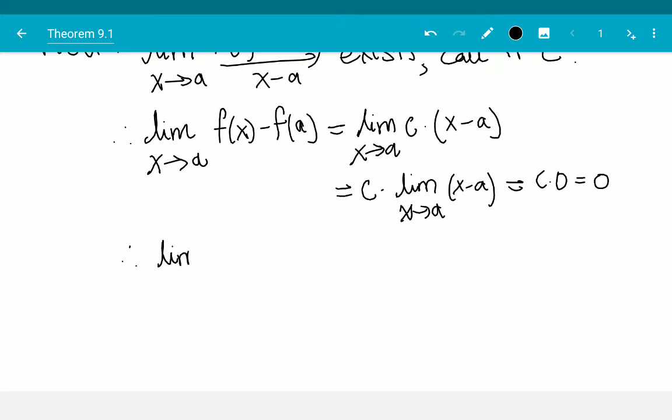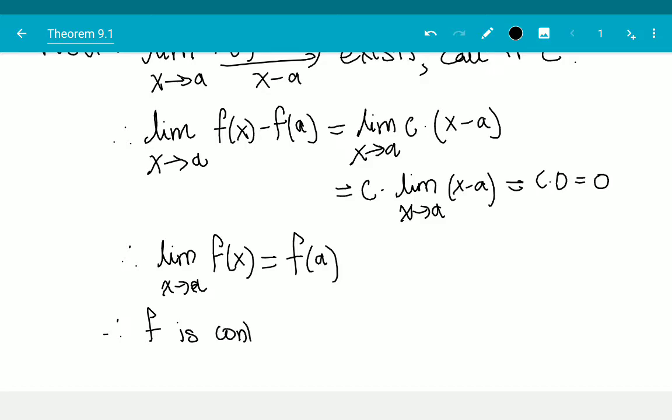Therefore, limit x approaches a f of x is equal to f of a, and that means the limit as x approaches a of f of x exists and is equal to the value f of a. Therefore, f is continuous at a, proving the statement of the theorem, right?